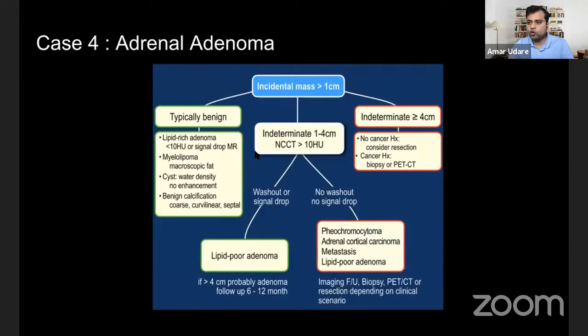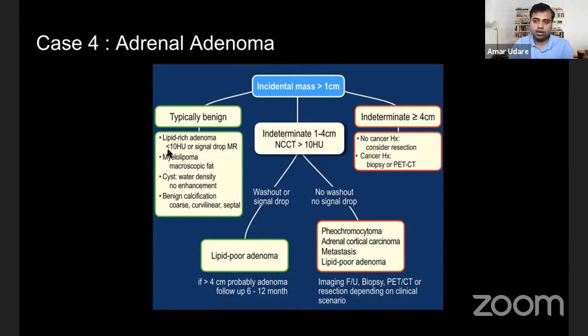We discussed adrenal adenoma. So this is a nice flow chart from Radiology Assistant. Whenever you see an adrenal lesion, when it's less than 1 centimeter, you need not worry about it. If you have priors, you can compare, but usually less than 1 centimeter lesions are benign unless proven otherwise. So less than 1 centimeter lesions, you can safely ignore.